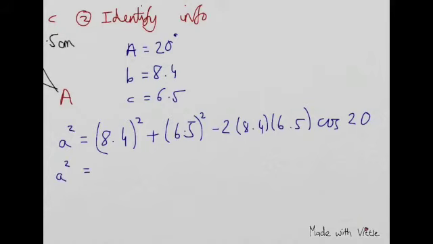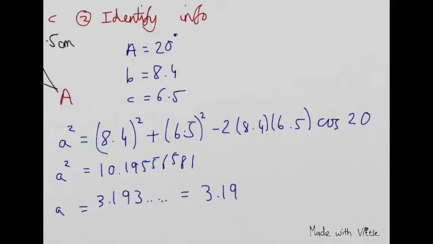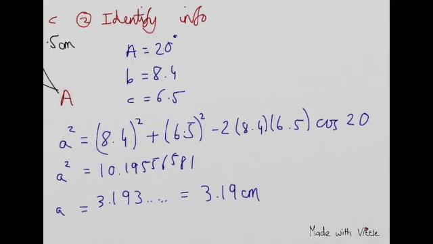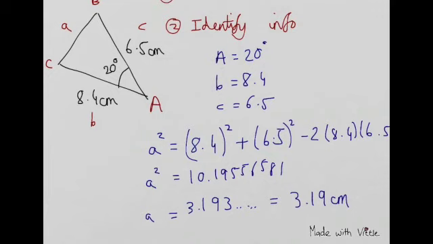So we get a squared equals 10.19556581. Keep that value in your calculator, and just to finish off, we need to square root that value to get 3.193 and so on. So to three significant figures, my answer will be 3.19 centimetres. And then just have a quick check. Is that a reasonable answer for my question? And it probably is, because it's not a ridiculous answer.